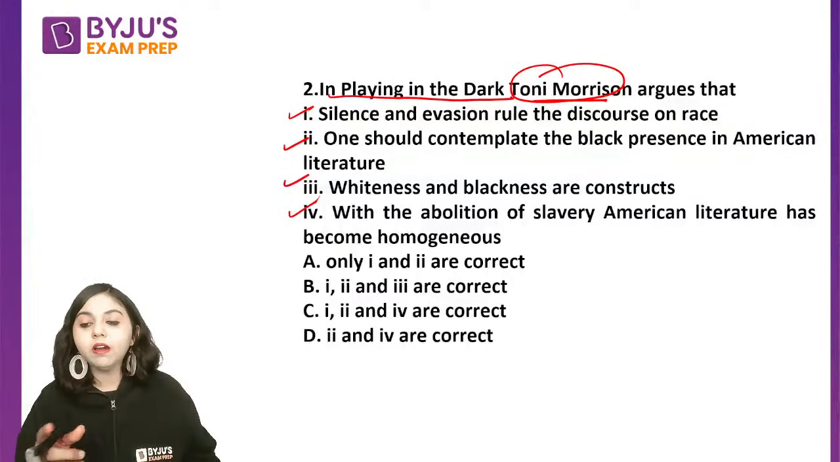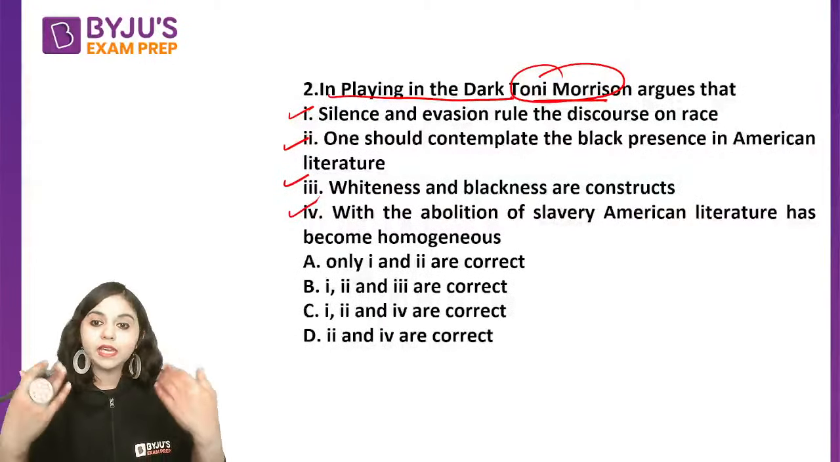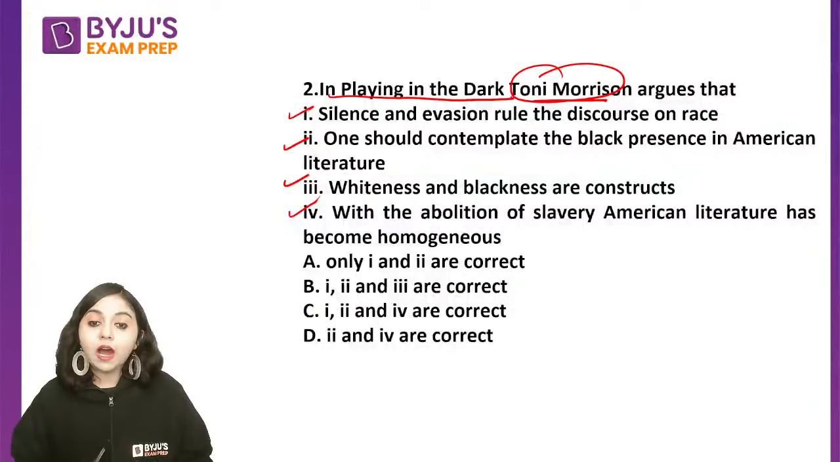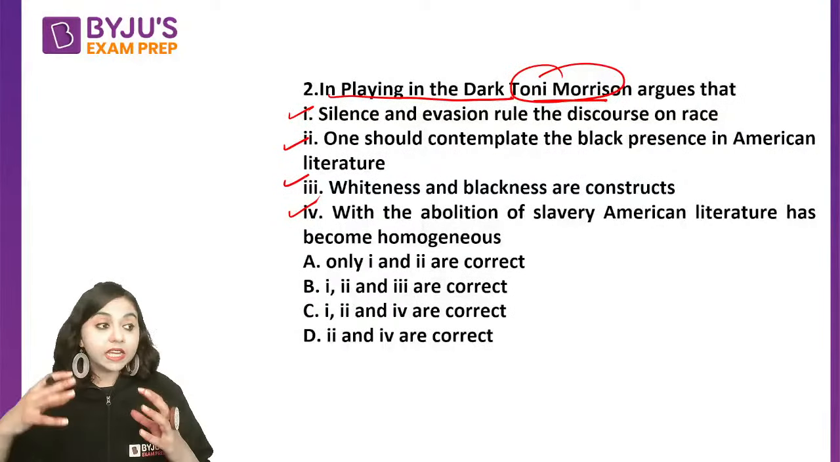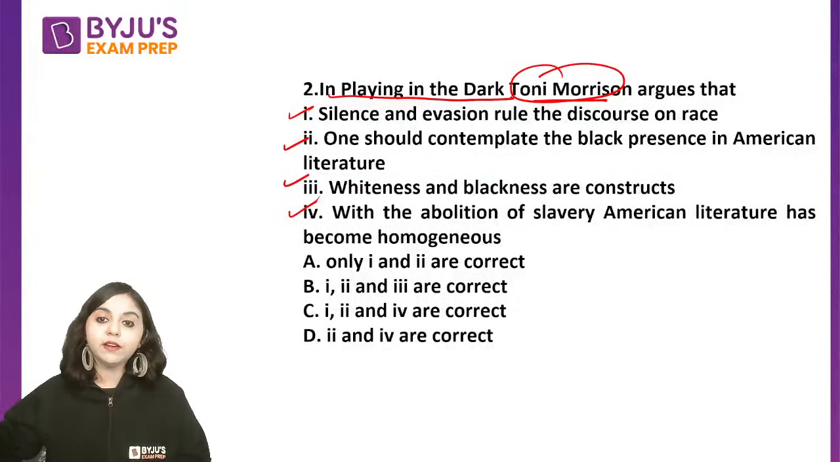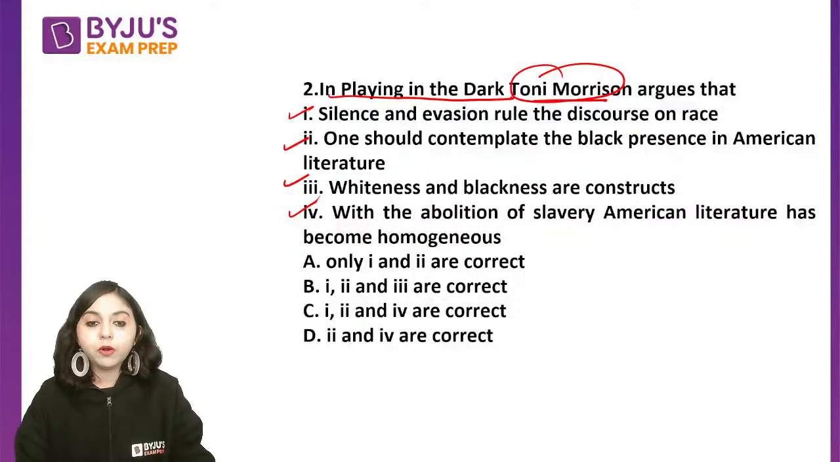So Playing in the Dark is by Toni Morrison. It is trying to tell you about the gaze towards Afro-Americans, how Afro-Americans are perceived. That is something Morrison is telling you about. So here, what are you able to see? The prejudices against Afro-Americans in the literature of the Eurocentric narratives, in the literature of the whites, are being spoken about in greater detail. So what are you able to see?